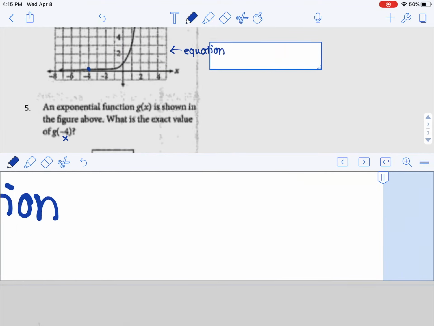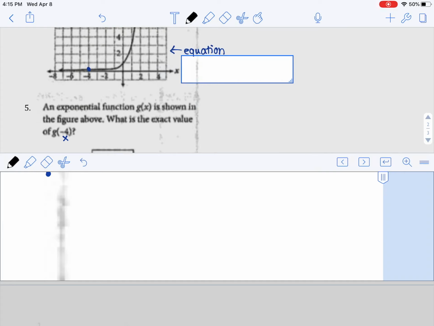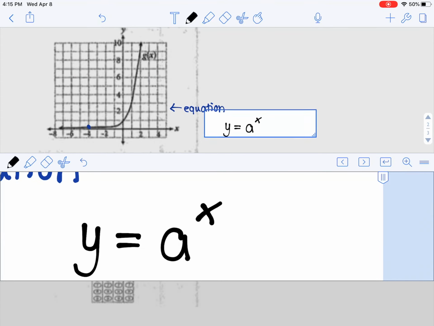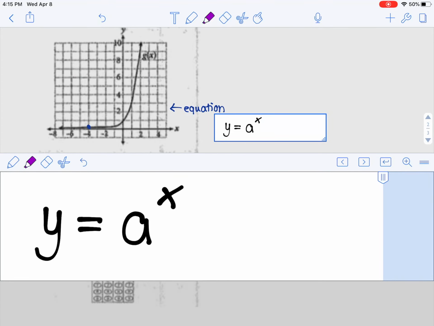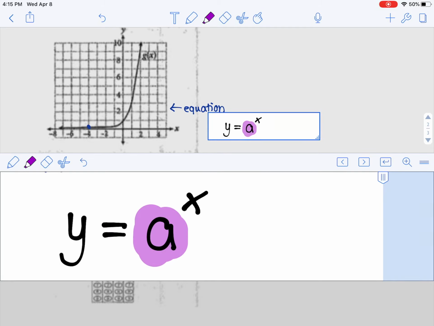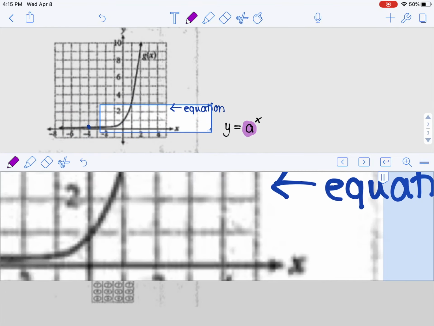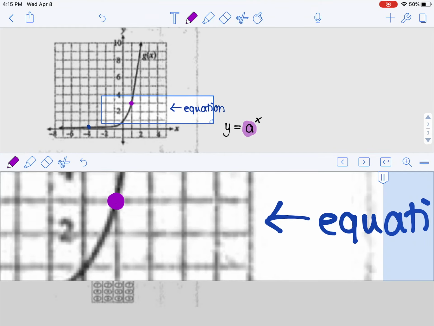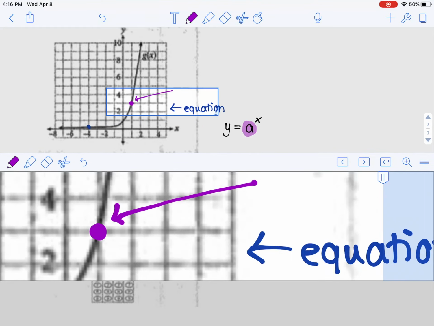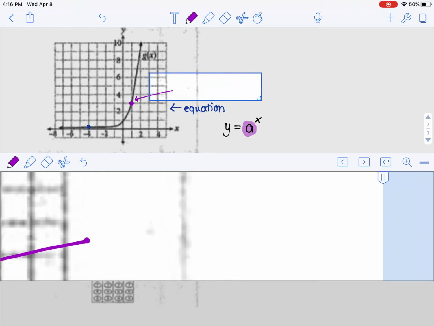Okay, since it's exponential, it uses the equation y equals a to the x power. So really what I need to figure out for this graph is what a is. So what I'm going to do here is pick a point. For example, I'll pick this point right here. I want to pick a point that goes through 2 grid lines very nicely. So that's why I chose that one.